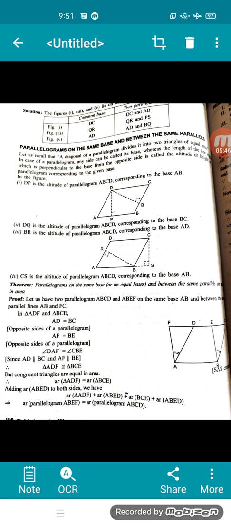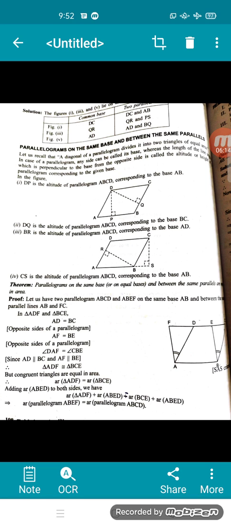Mark this, ABCD, and the second one is ABEF. They are on the same base AB, and between the same parallels. Which are the parallels? AB and FC. Once again, there are two parallelograms, ABCD and ABEF, between AB and FC, and the common base is AB.